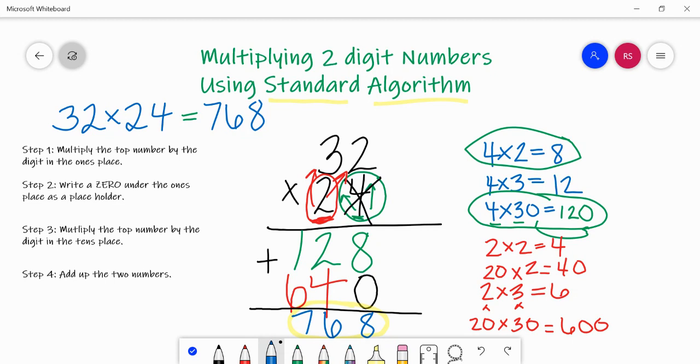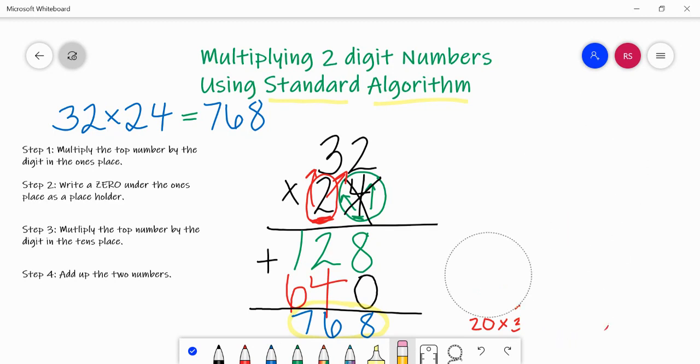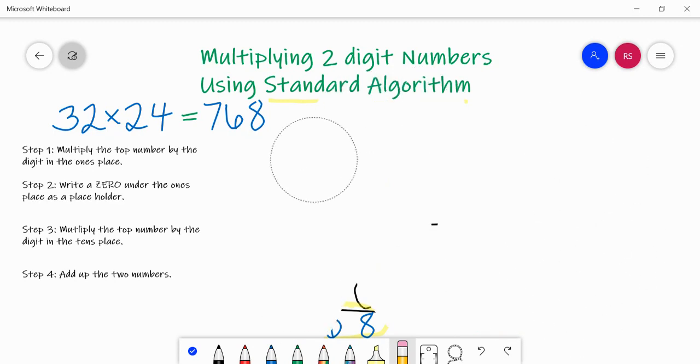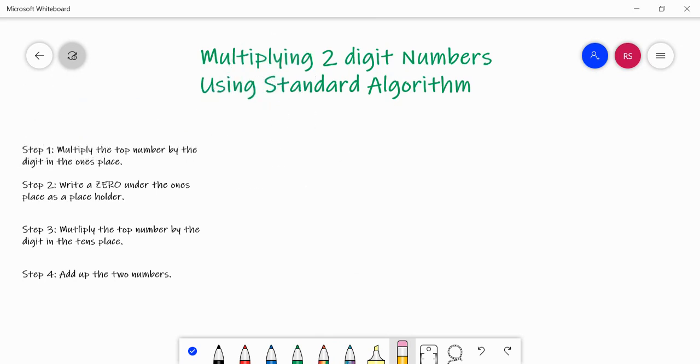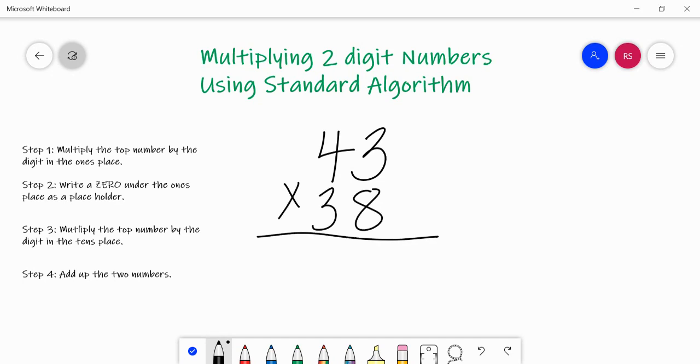We're going to do one more problem here, and I'm going to encourage you to work through it in your notebook as well with me. And we're going to do a problem where we are going to need to carry some digits because we know that sometimes that happens. So let's do 43 times 38. Go ahead and write that down in your notebook.